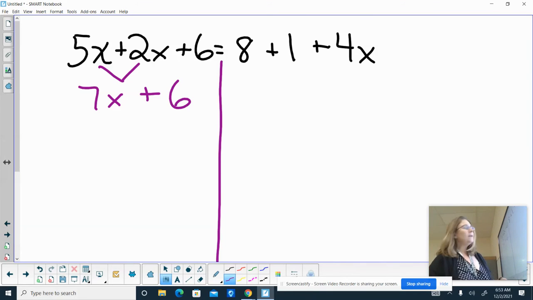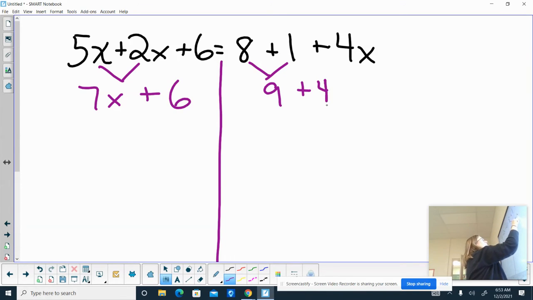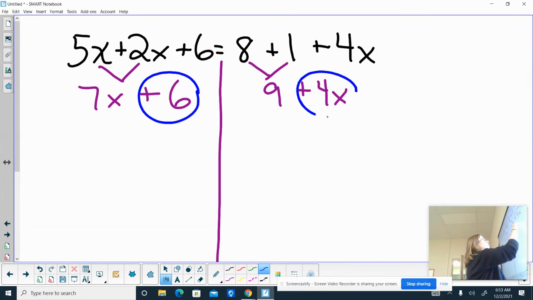And now on the right-hand side, I have 2 constants that I can combine. 8 plus 1 is 9 plus 4x. Now it's a multi-step process, so I can use my multi-step strategies. I'm going to circle on the left-hand side, circle my constant. On the right-hand side, circle my coefficient. When I circle, the constant is your first step. The coefficient is your second step.